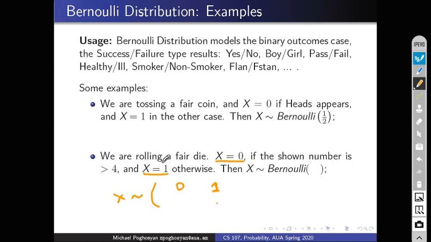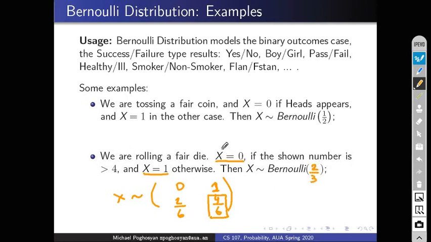So x is taking the value 1 if the shown number is less or equal than 4, and we have 4 possibilities in 6 total. So we can have either 1, 2, 3, or 4 among those 6 possibilities. So this will be 4 over 6 or 2 over 3. And here we will have 1 minus this, so 1 minus that is 2 over 6, which is 1 over 3. So here I need to write this p, which is of course 2 over 3.